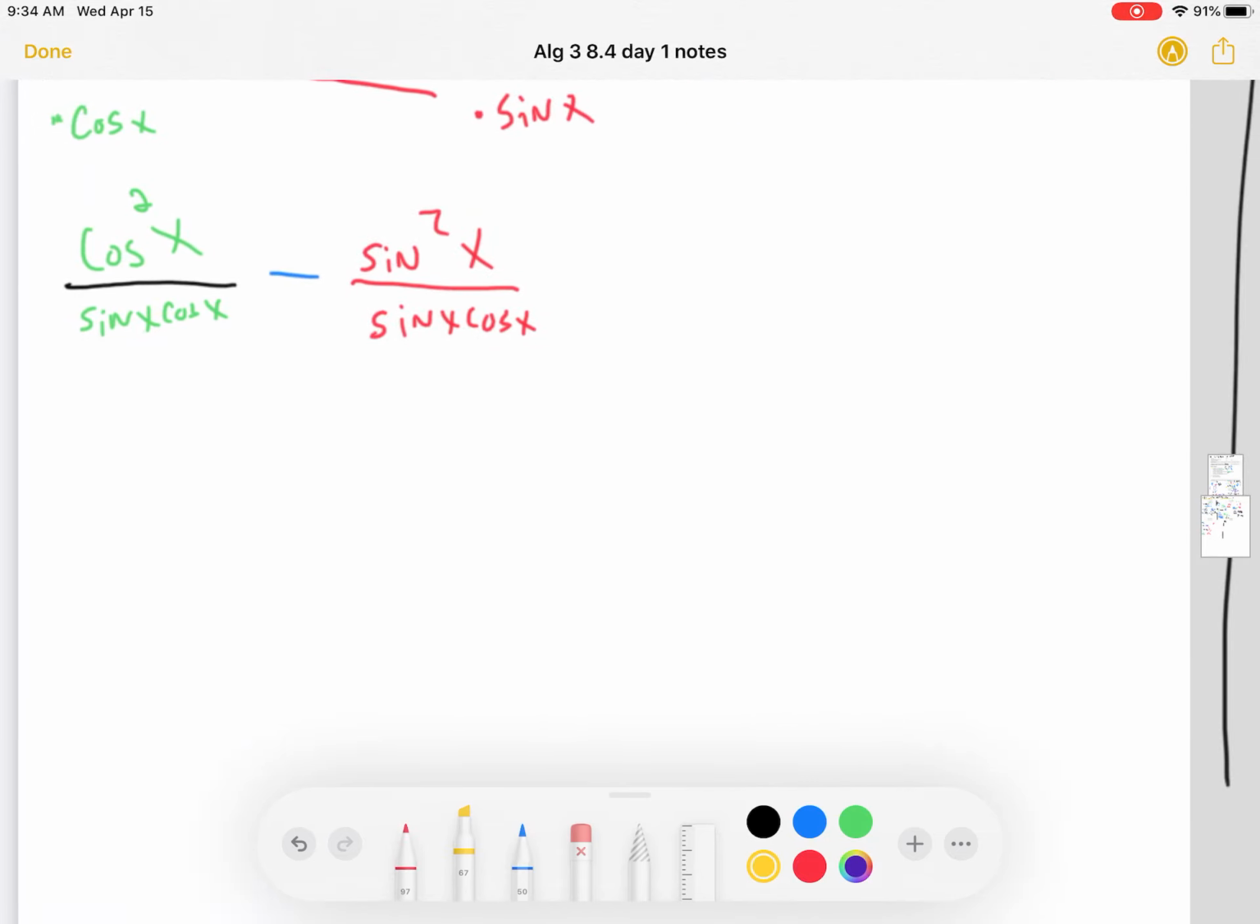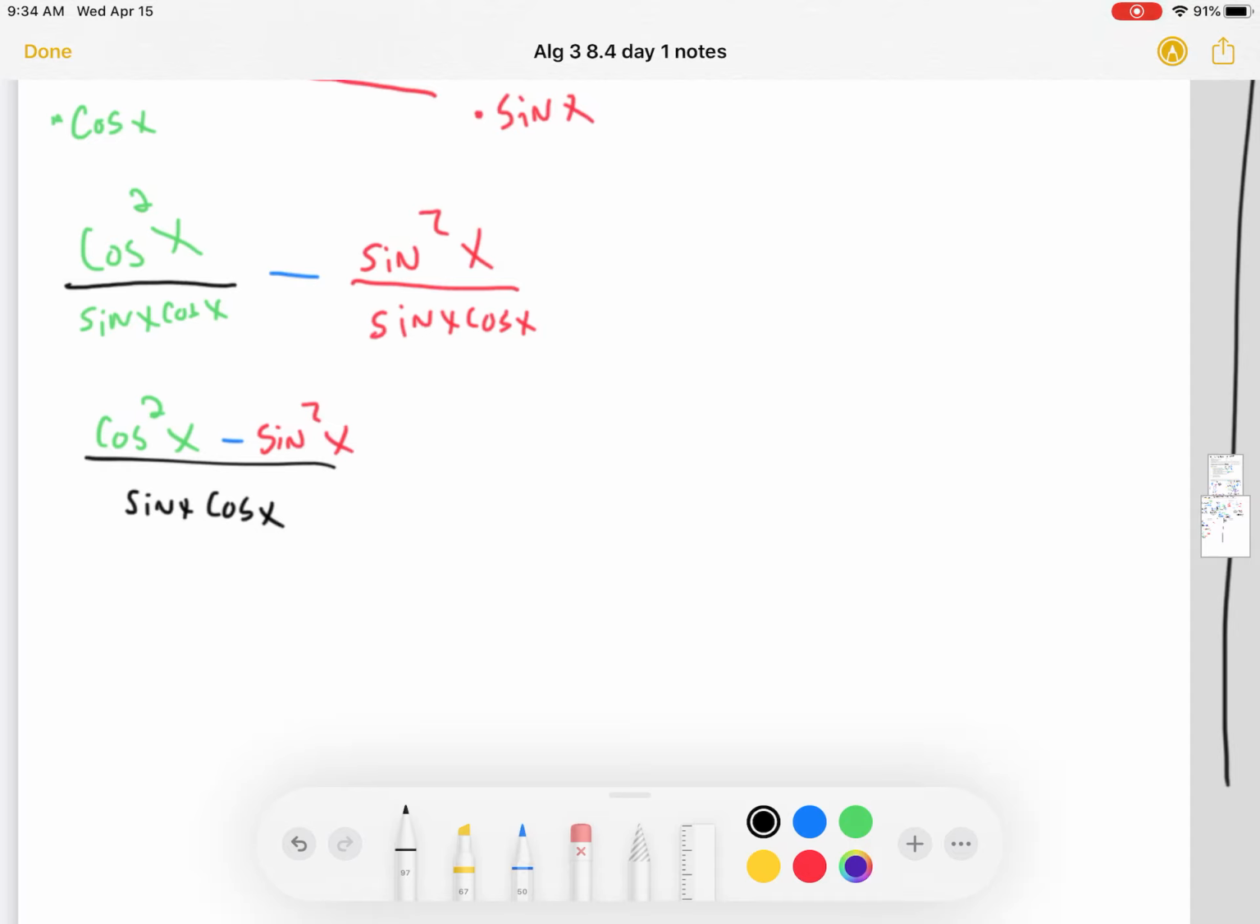Now, since my denominators are the same, I can smush these two together, and I'm going to write this as cosine squared x minus sine squared x. And my denominator, again, is the same throughout. My denominator is sine of x cosine of x.